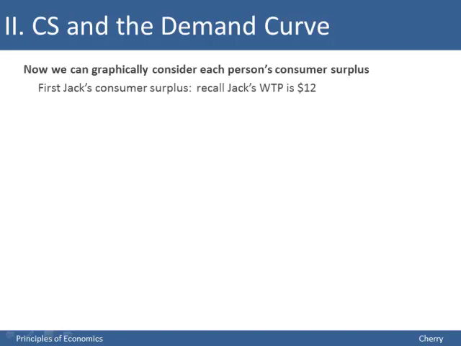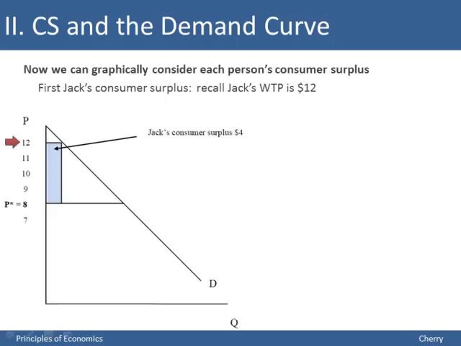First, let's start with Jack's consumer surplus. Remember that his willingness to pay was 12 and the market price was 8. That gives us Jack's consumer surplus of $4, and that's represented by this blue shaded area. It represents consumer surplus because you take the point on the demand curve that was Jack at 12, and you go down to the market price, and the difference between the willingness to pay of 12 and the market price of 8 is the consumer surplus.